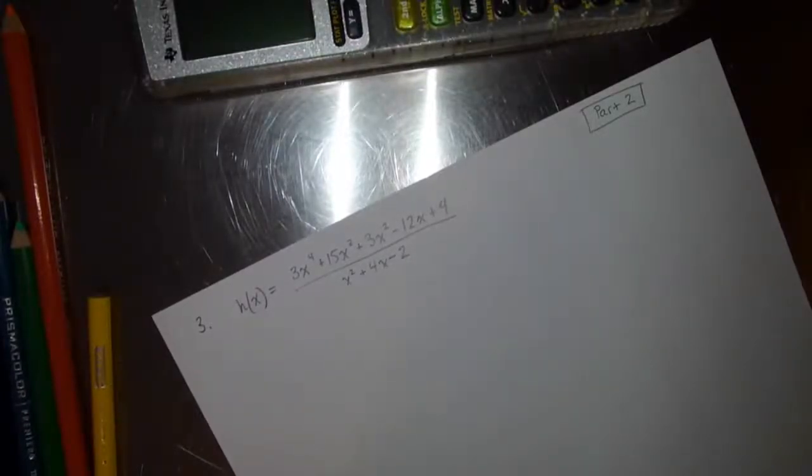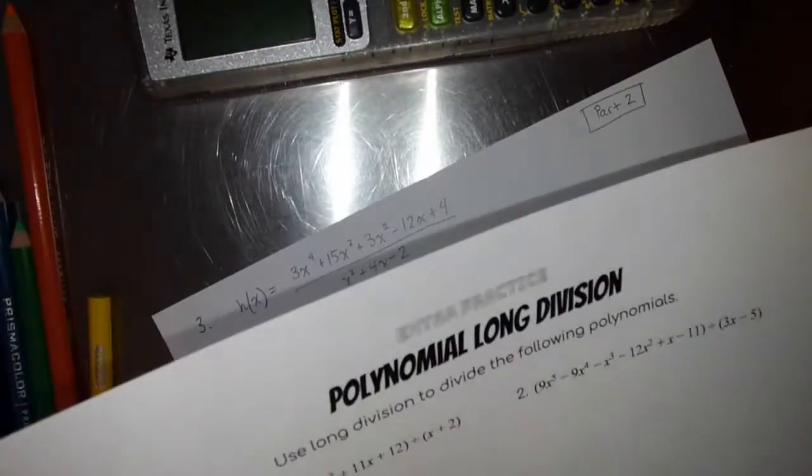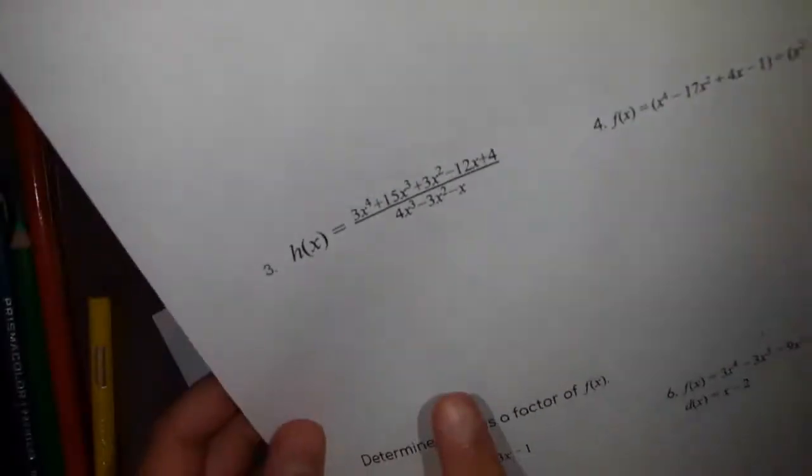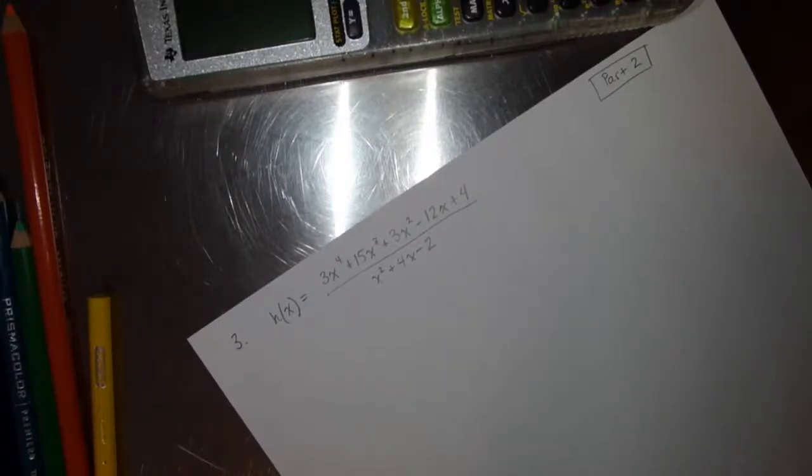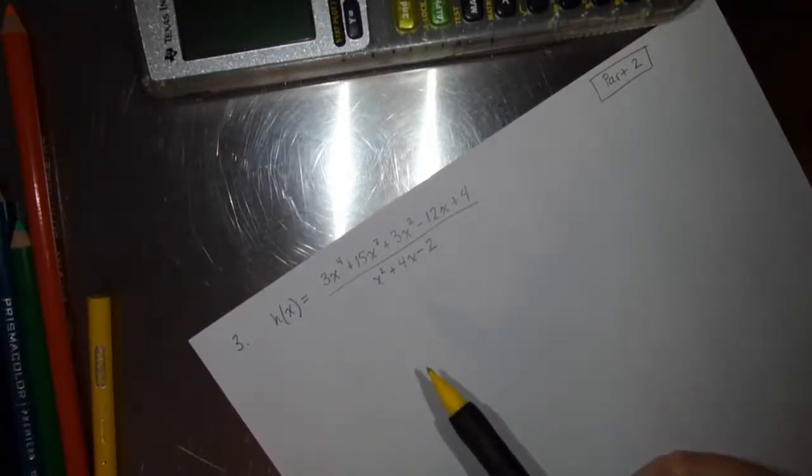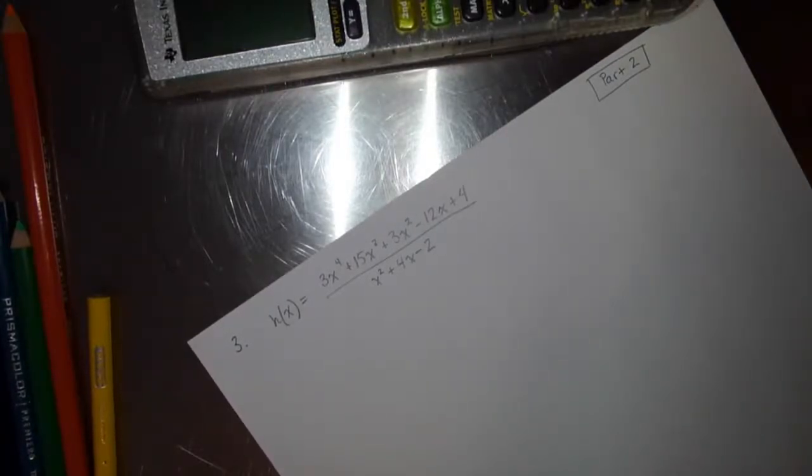This video is part 2 of the polynomial long division extra practice, and we're going to do numbers 3 and 4. Number 3, these two are different from the first two because now we are dividing by 3 terms instead of 2. Number 3 is written a little differently from the other ones, but when it's set up like a fraction, we just set up our long division the same way.